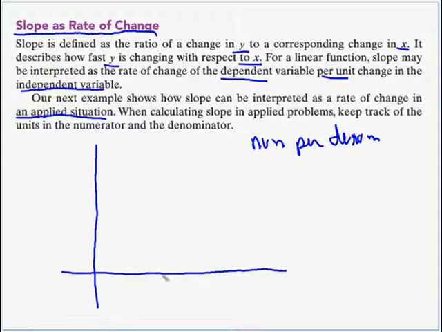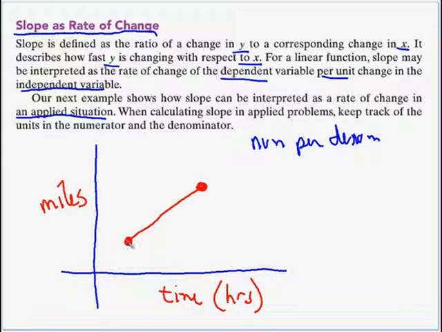The one thing I really found that sticks with high school aged students, this is something that you can relate to. Our x-axis might be time, and let's say it's in hours. And our y-axis might be distance, or miles. So if we want to look at this as a rate of change, here are 2 points. If we connect them, our change in y is going to be our change in miles, and our change on the x-axis will be change in time, or hours. And I said numerators per denominator.